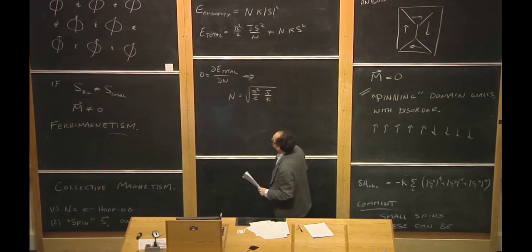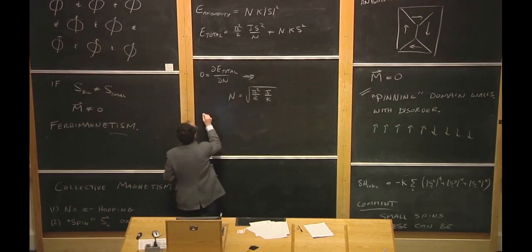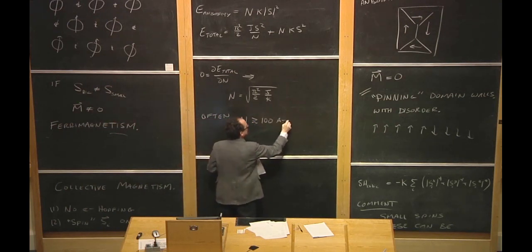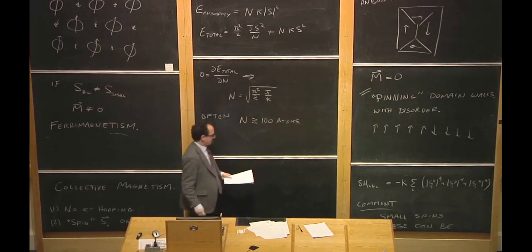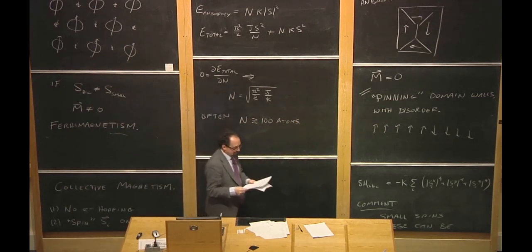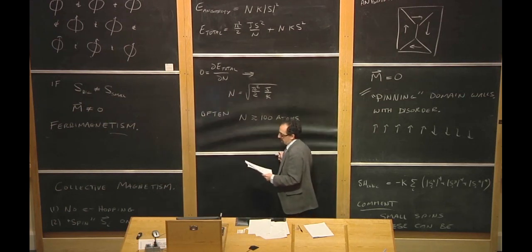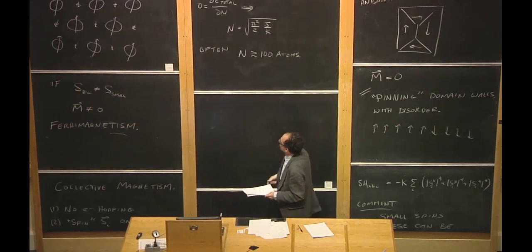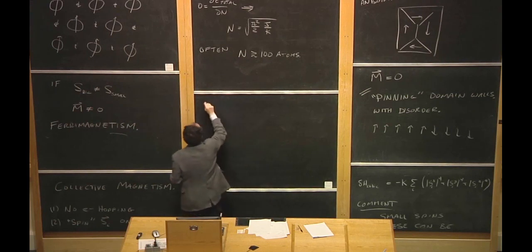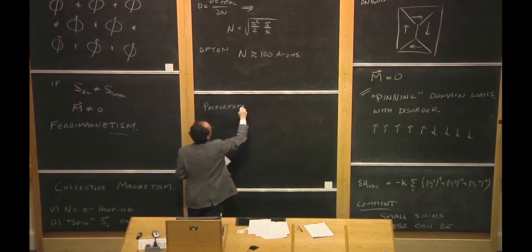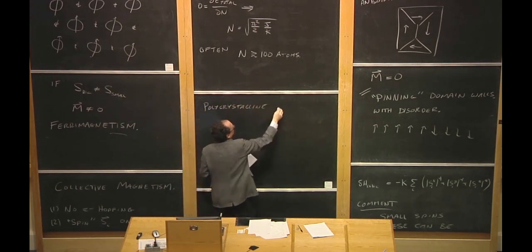Now, in real magnets, it's very often the case that n is greater than or about equal to 100 atoms. So you can have these block walls or these domain walls or Néel walls be actually quite wide. Now, this is actually quite important if you start thinking about polycrystalline magnets.